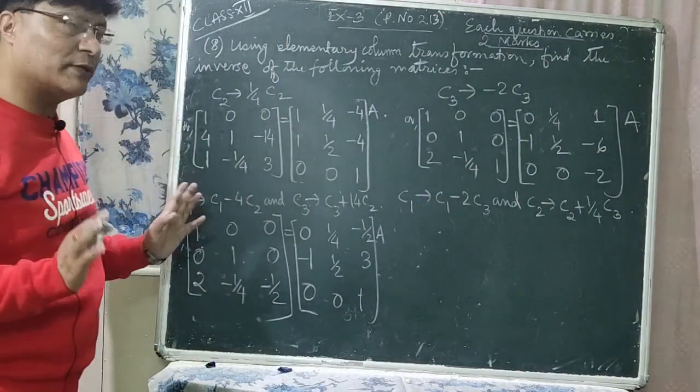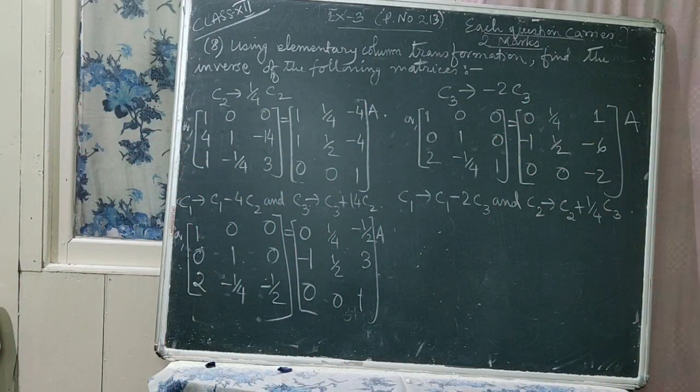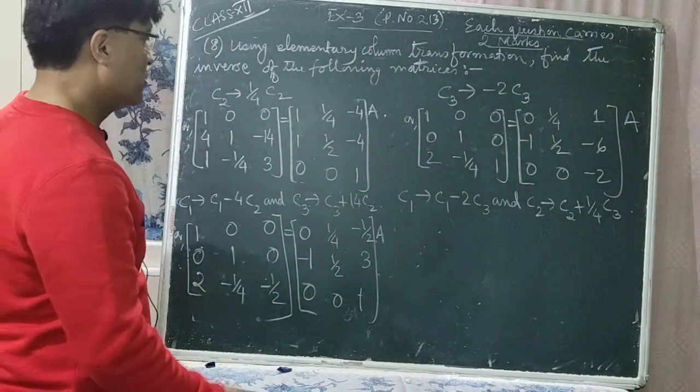So I think you have understood the properties. In column 1 you use the property C1 minus 2C3, right? And in column 2, you should use the property C2 plus 1/4 C3. So let us use the property now.